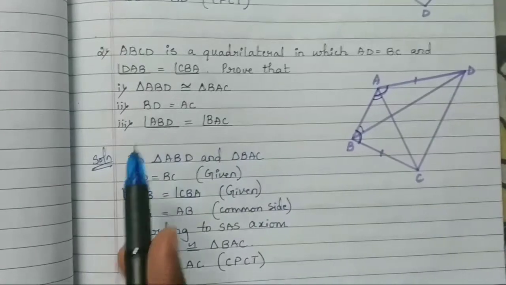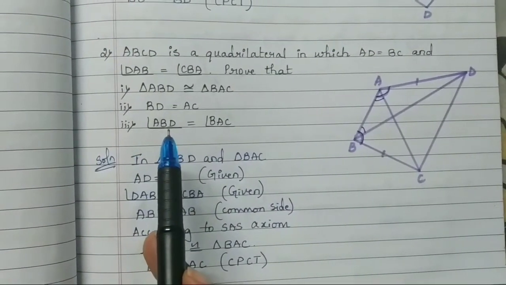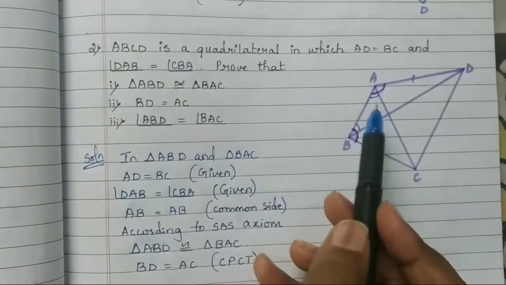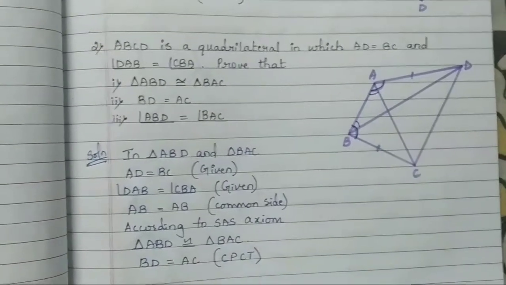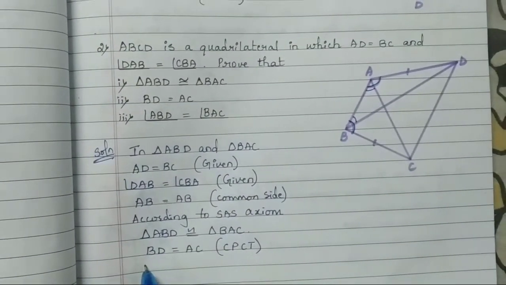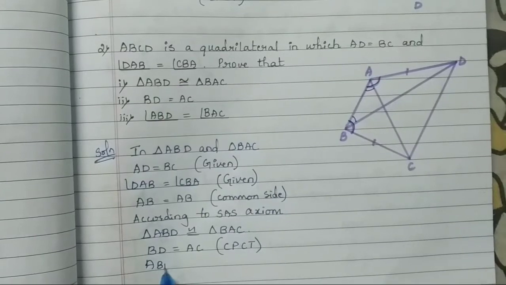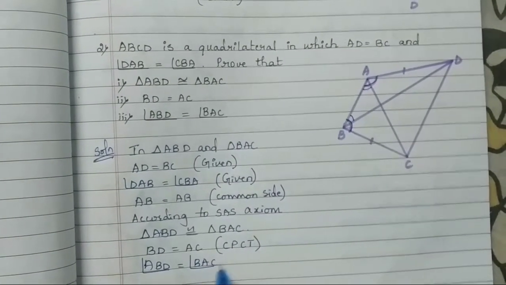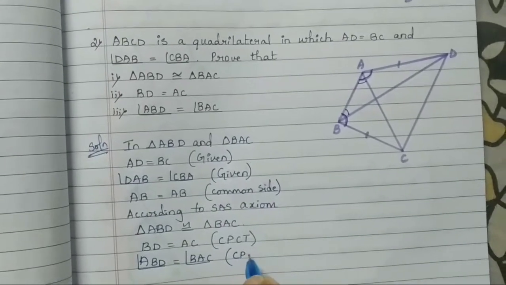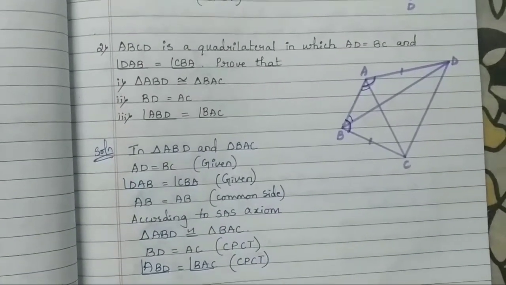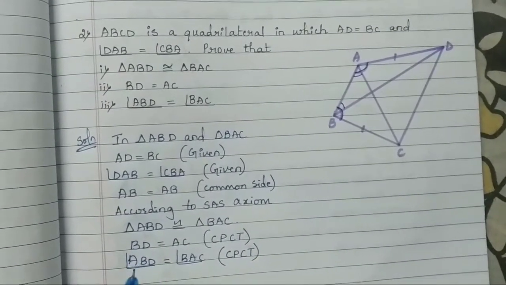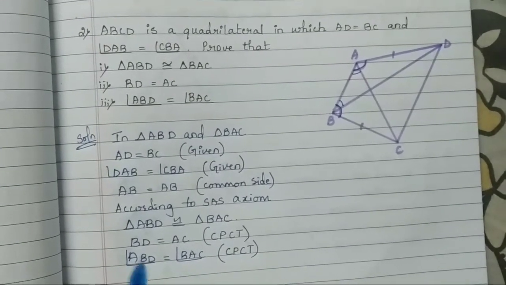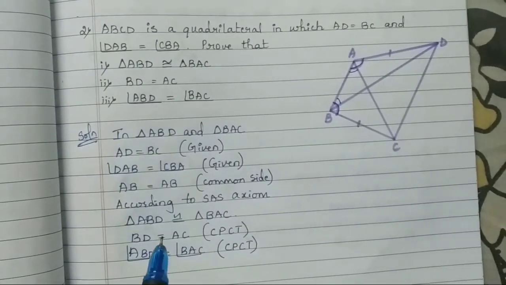The third point is angle ABD is equal to angle BAC. Even this we can write as equal just because of corresponding parts of congruent triangles. Both will agree by themselves. So that's all. The second one is completed here.